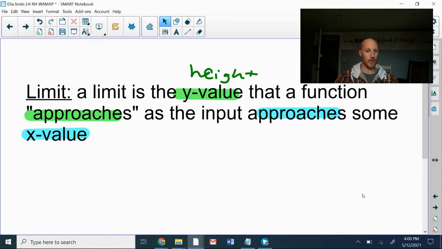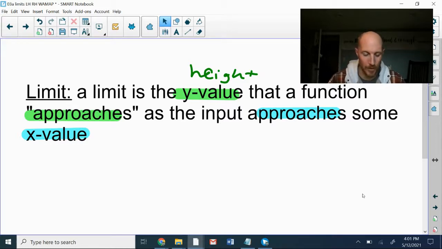So first of all, the definition, a limit. A limit is the function value, the y value, or the height that a function approaches as the input approaches some specified x value. Okay, so we use limits to describe what is happening to a graph when maybe a graph has an asymptote or heads towards infinity. Perhaps there's a discontinuity, there's an open dot on the graph, some kind of hole.